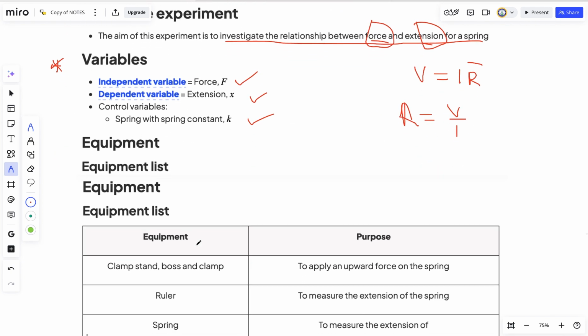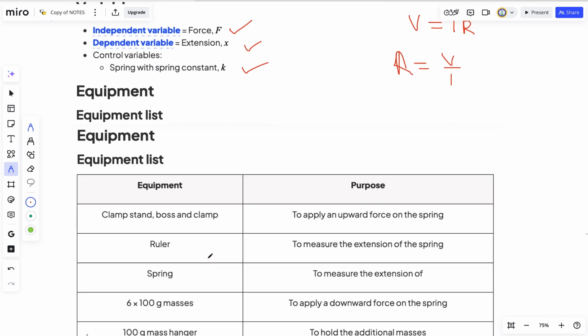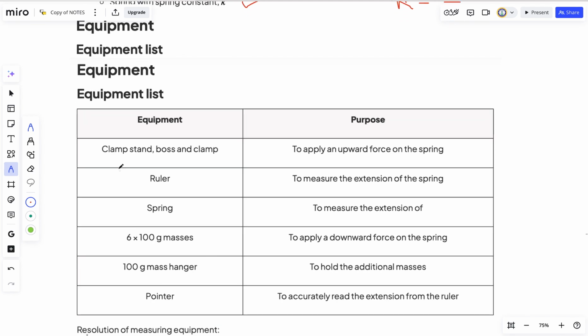Okay? Then now the experiment, we have to list the equipment, list the things we use and the purpose. Here they just say the clamp stand, the bosses, and the clamp to apply an upward force on the spring. The ruler, what is it used for? To measure the extension of the spring. As the spring is extending, you'll be measuring the extension. You use a ruler, meter rule. The spring to measure the extension also.